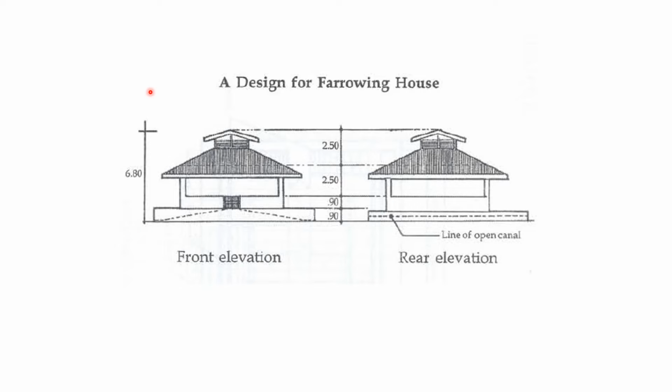Pareho lang yung height niya doon sa breeding house. Pareho rin sila nung roofing, which is yung monitor type na roofing. Then, itong elevation niya nasa 0.90 from the ground until yung first na flooring, 0.90. So yun, basta pareho lang sila ng design, pareho lang sila nung height at saka yung roofing. Yung pagkakaiba lang nila dun sa breeding house is mas makitid to, mas malawak yung sa breeding house.